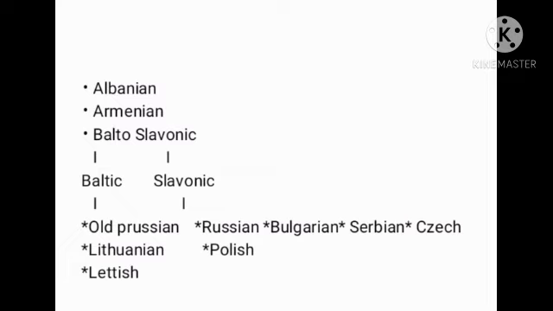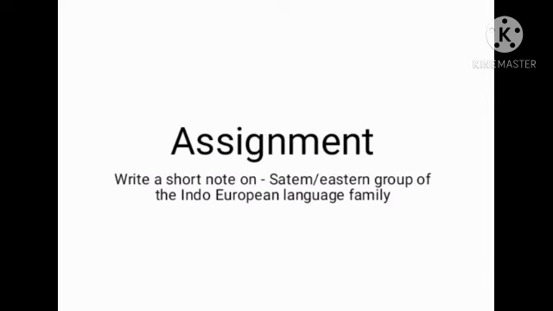My dear students, with this we conclude the section Eastern Group. I hope you understand this lecture and please draw a diagram. It will help you comprehend the Indo-European family, its broad classification into two, that is Satem and Kentum, and its subdivisions. Please write a short note on the Satem or Eastern group of the Indo-European language family as your assignment. Thank you.